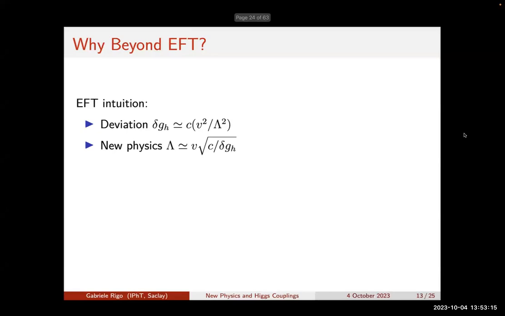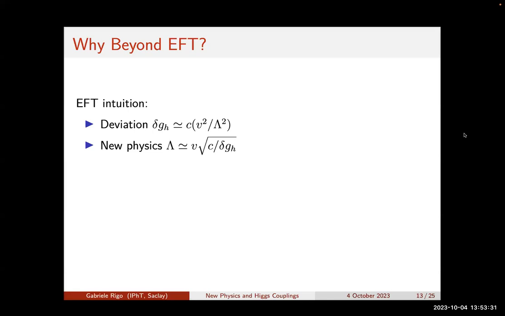And now you can just solve for lambda and you associate a new physics scale to that deviation in this way. Okay. Now, there is this new physics scale, which is already there from the EFT point of view, if you are to measure a deviation in the Higgs couplings.